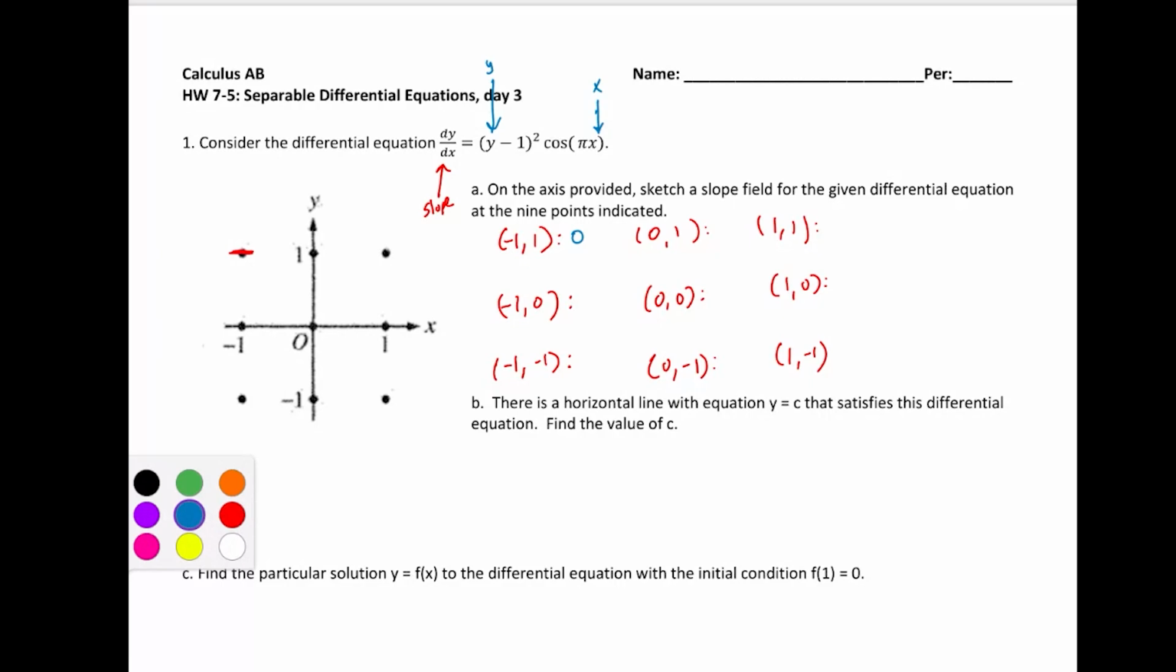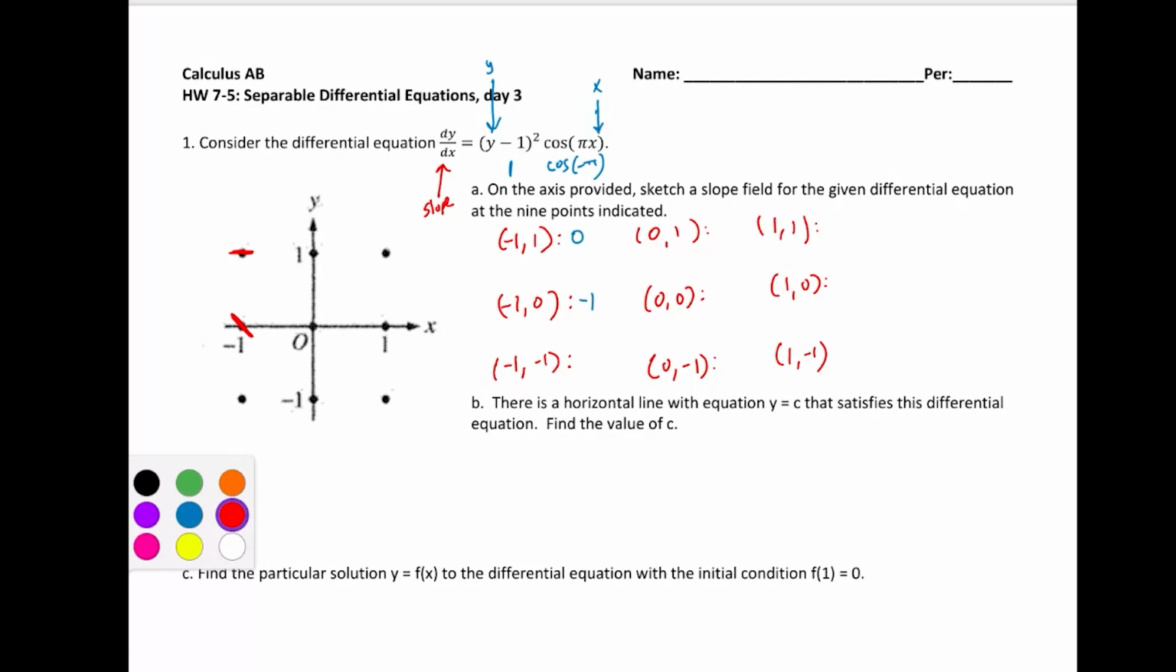At negative 1, comma 0, I'm going to plug in 0 into y. 0 minus 1 is negative 1, squared is 1. And then cosine of pi times negative 1, so that's cosine of negative pi, is going to be negative 1. So 1 times negative 1 is negative 1. And so we should have a little slope angling downwards like that.